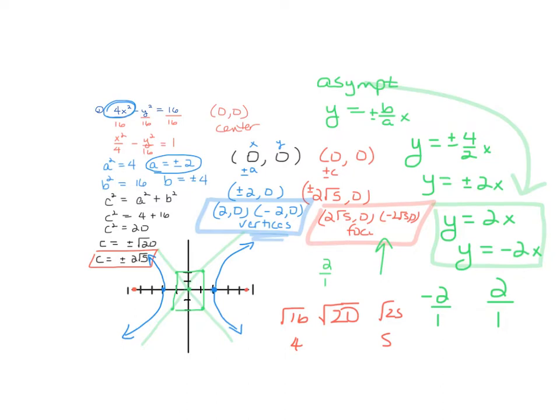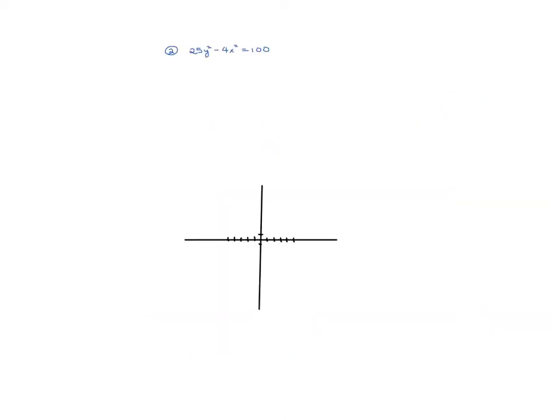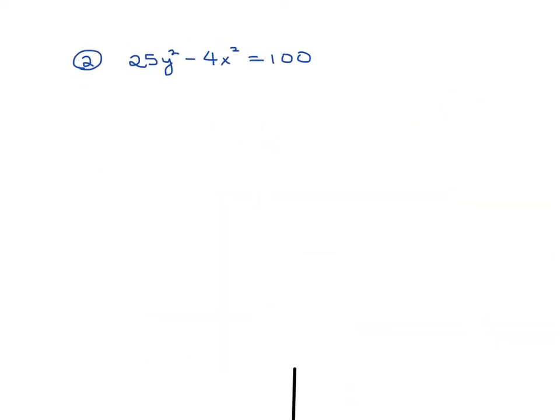All right, let's try example 2. Again, I need to get this in standard form first. Remember, standard form is always equal to 1. So I'm going to divide everything by 100, because that'll give me an answer of 1 at the end. I'm going to simplify 25 over 100, and that's going to give me y squared over 4. Here it'll give me x squared over 25, and then finally equals 1.